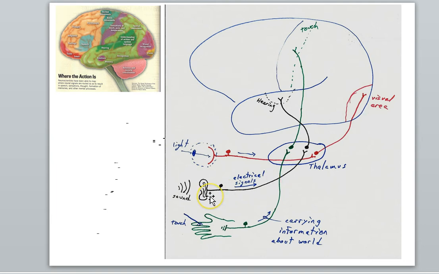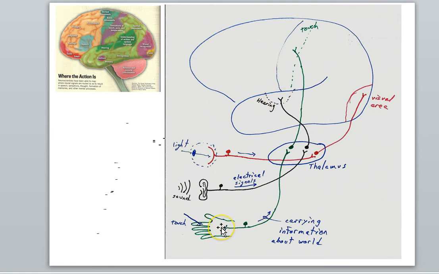Take a look at the ear here, same principle. We have nerves in the ear that are going to be responding to pressure differences, so vibrations in the air, and then those electrical signals will race to the thalamus, from thalamus up to this part of the brain, and we're going to have an experience of hearing something.